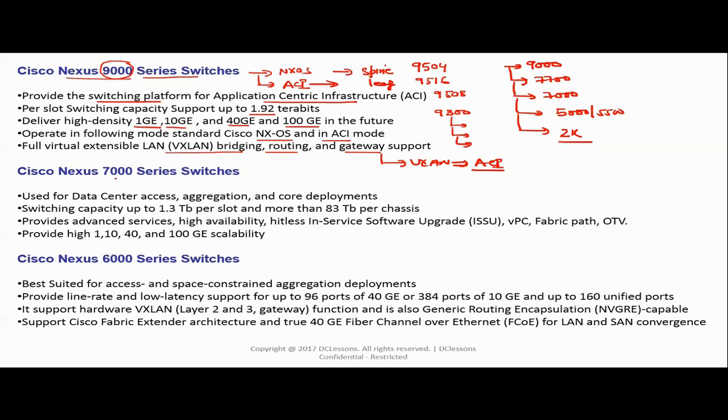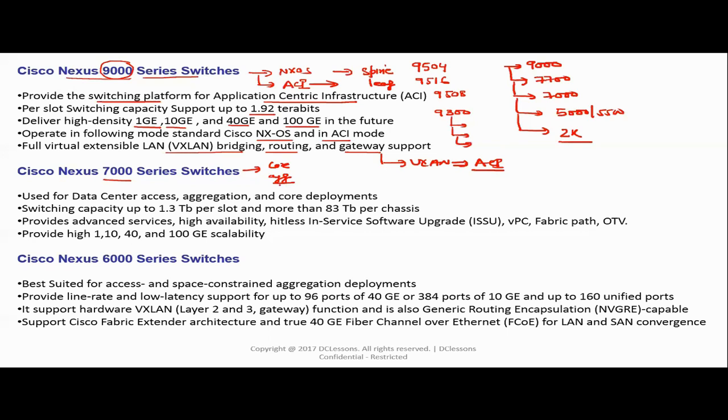Now if you come to the Nexus 7000 switches, they act as a core, and they act as an aggregation layer also. In some environments where we have a single-tier architecture, we can use the Nexus 7000 as an access layer also. For that, we can use different types of line cards.